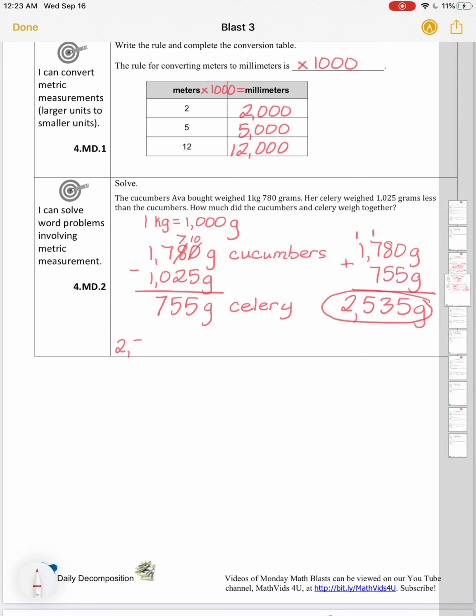So I'm going to go ahead and make a statement here to answer my question. 2,535 grams is the weight of the cucumbers and celery combined.